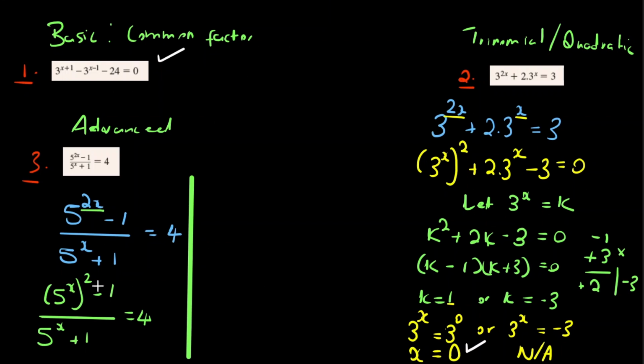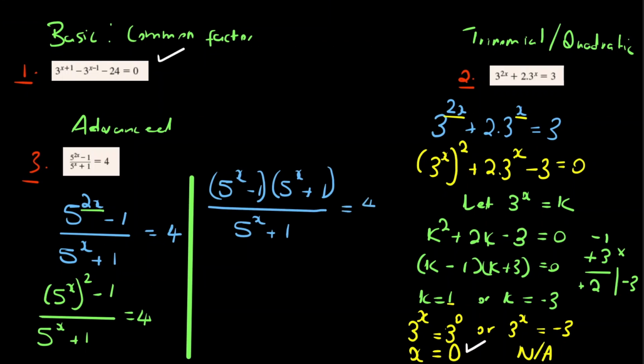So we can see that at the top we have something that looks like a difference of 2 squares, and it will make sense because if we apply difference of 2 squares on the numerator, we can match the denominator and these terms can cancel. If we apply difference of 2 squares on our numerator, we'll have 5 to the x minus 1 and 5 to the x plus 1. At the denominator we have 5 to the x plus 1, and all of this is equal to 4.